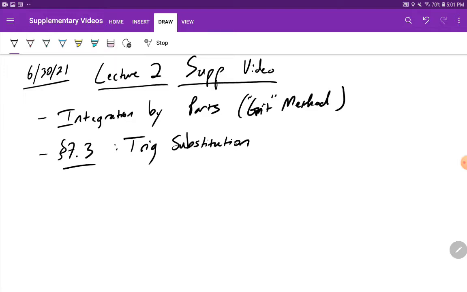Hopefully, I'll be able to get through all three examples, but if not, I'll ask Gina to do one of the examples just for time's sake during recitation.